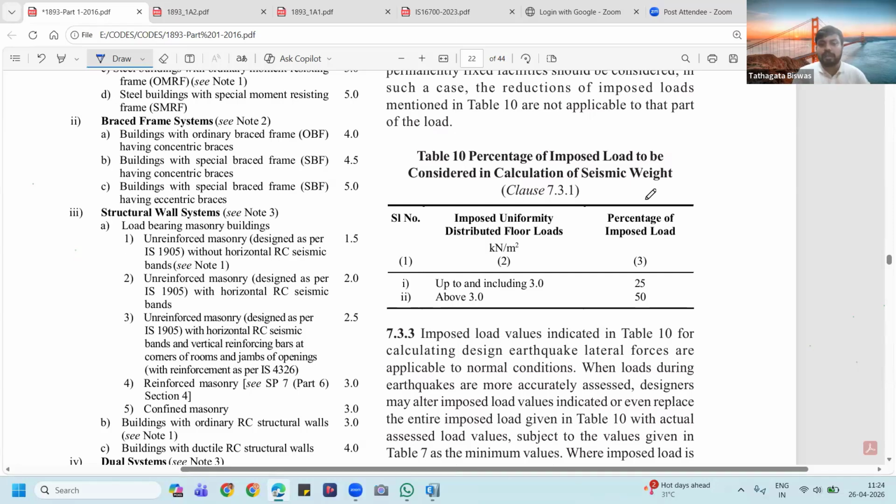So if your building's live load is within the range of 3 kilonewton per meter square, as told by this code, up to and including 3 kilonewton per meter square, then the percentage of imposed load which you need to consider in your seismic weight calculation is 25%. If it is exceeding 3, then you need to take 50%, which is clearly stated by this table, right? So we have got the Ah, we have got the W. Now, how do you get the base shear? That we need to see. So let's get into the software.